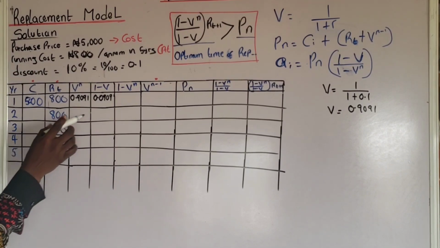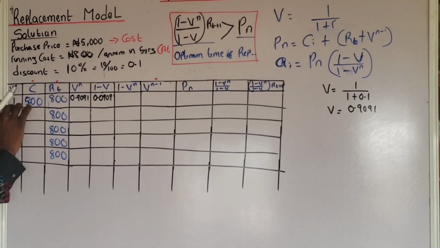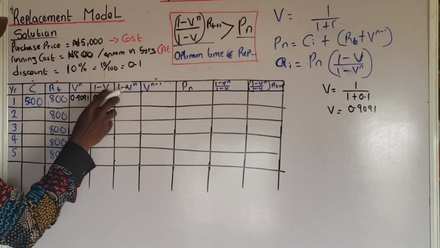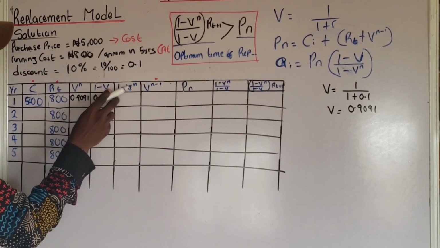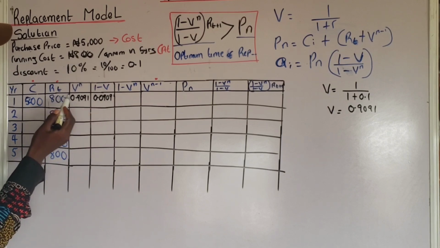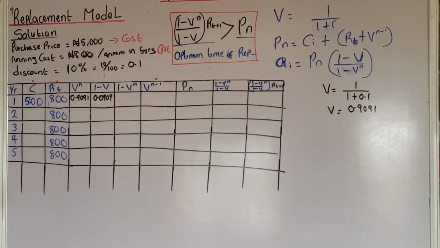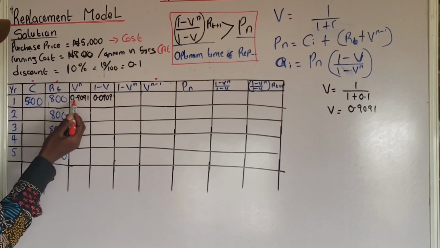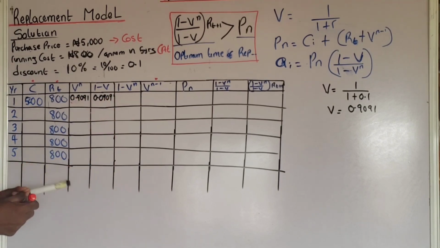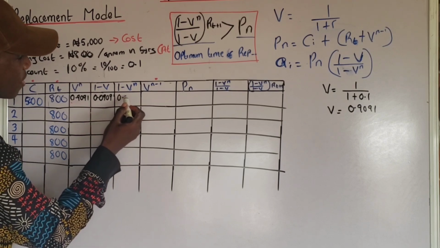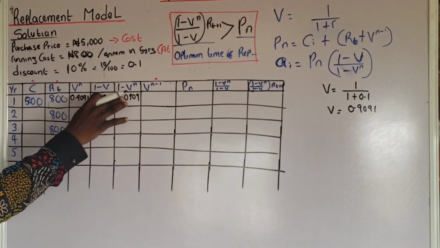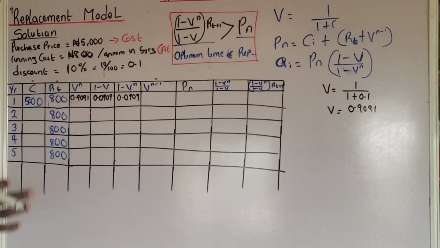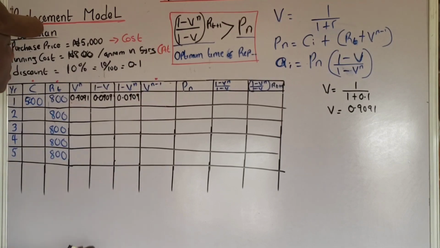Okay, so now we are in the first year. I'm trying to get all the values for the first year. Now 1 minus V raised to the power of n simply means you subtract V raised to the power of n from 1, and V raised to the power of n for the first year is 0.9091. So if you subtract 0.9091 from 1, you are going to have 0.0909. So I'm going to have 0.0909 here. Please, do you understand how I got the value? If you didn't understand, reverse the video and listen to the explanation again. Okay? Now, let's proceed to the next column.